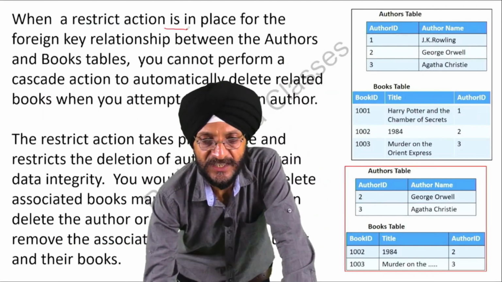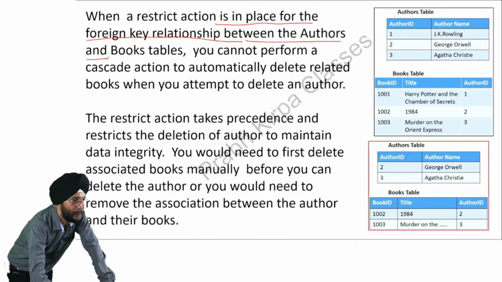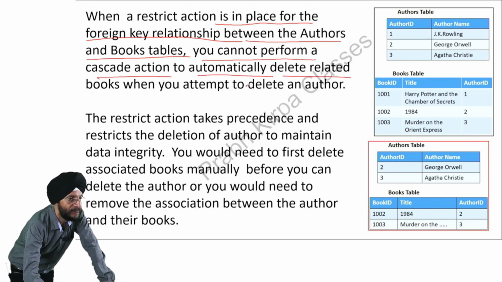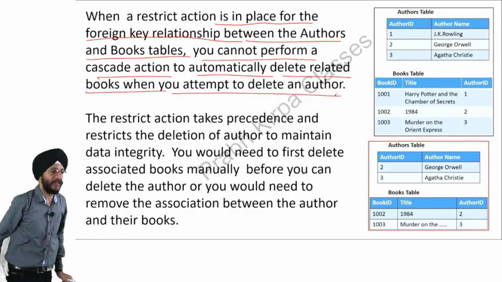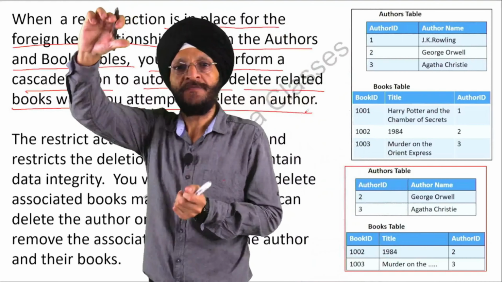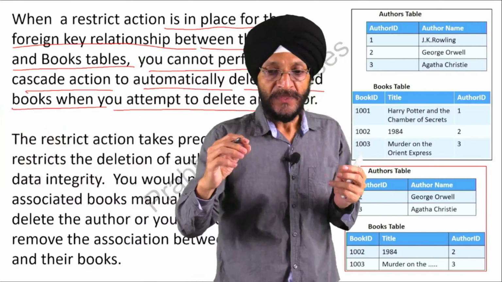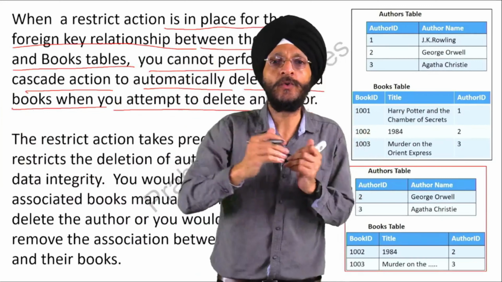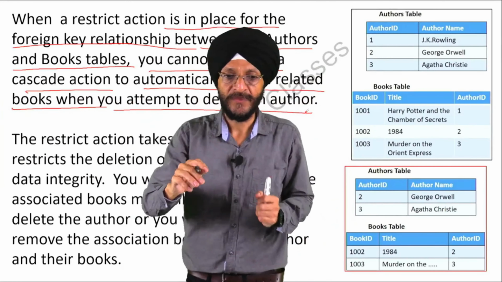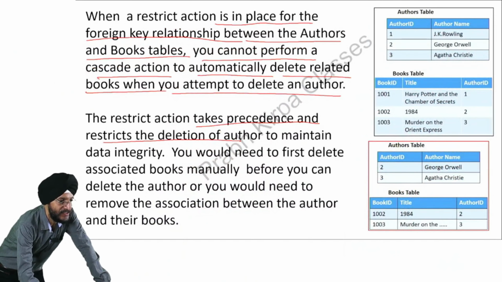When a restrict action is in place for the foreign key relationship between the authors and books table, you cannot perform a cascade action to automatically delete related books when you attempt to delete an author. In the cascade action, we had learnt that if we delete the author ID, the books which are to his credit in the books table will automatically stand deleted. But if the restrict action is in place, we cannot do the same. The restrict action takes precedence and restricts the deletion of author to maintain data integrity.